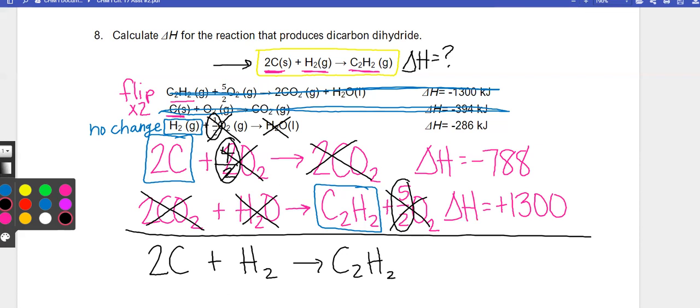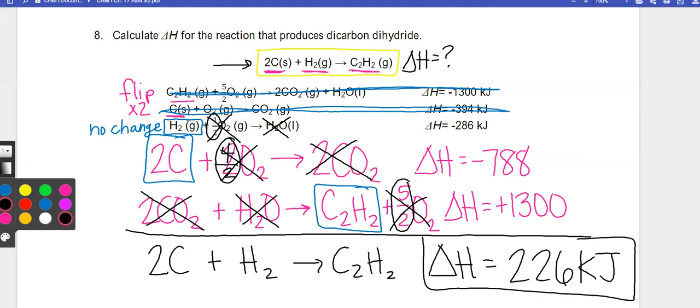We did it right. Last but not least, add the numbers together. So negative 286 plus negative 788 plus 1300. And you will get a positive 226 Kelvin for that answer.